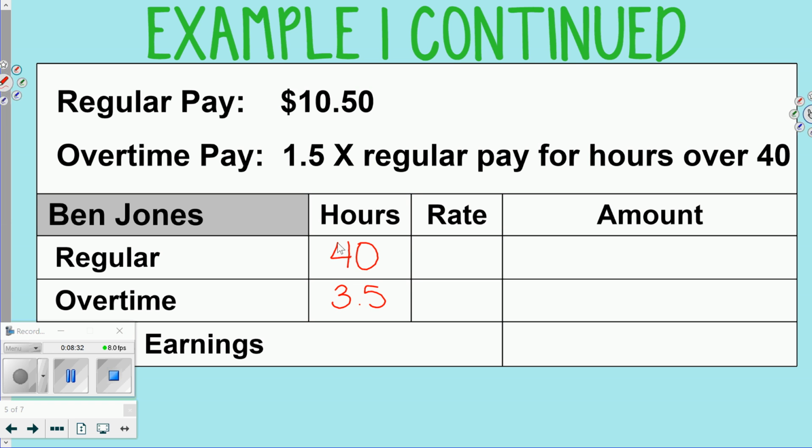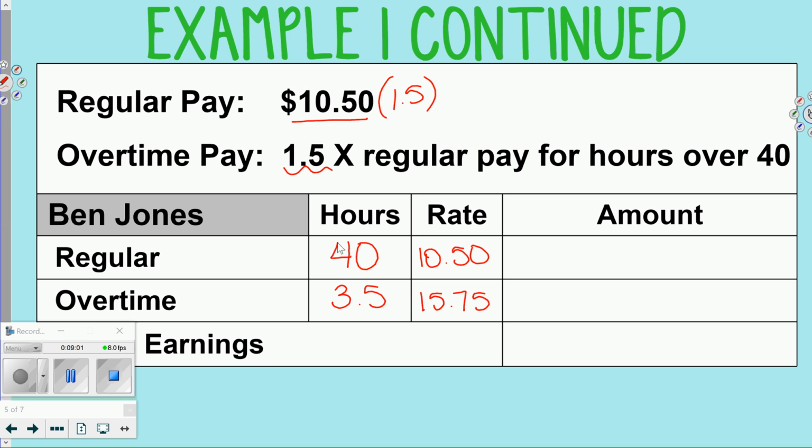All right, so then we have to look at the rate. Well, for regular, it told us right here, he makes $10.50 an hour. So for overtime, he makes time and a half. So what we need to do is take his pay and multiply it by 1.5. So $10.50 times 1.5, he's going to make $15.75 for every hour over 40 that he works.